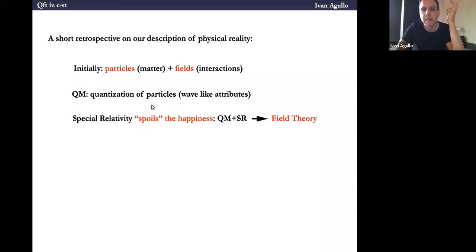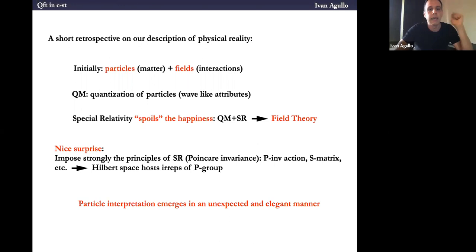So in some sense, special relativity spoils this happy situation, spoils with quotation marks, because it brings many other fantastic benefits. And we have to describe everything using fields. So this separation is no longer in place. And we have this huge unification that all entities in nature are described by quantum fields. And that is quite amazing, conceptually. It contrasts with our perception of particles around us.